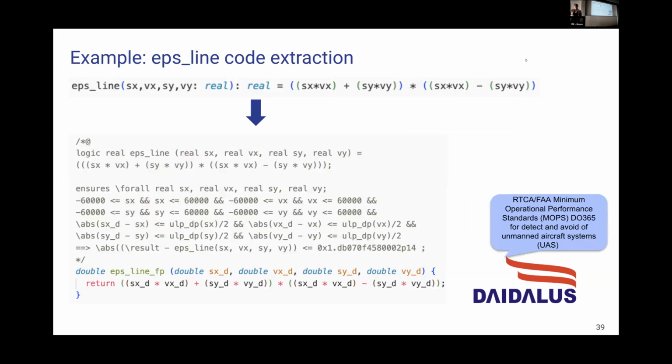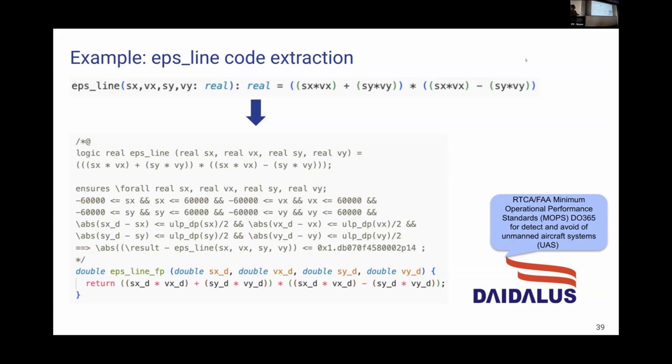So this is an example of the code that is extracted, which is annotated, which is huge. I know, even for this small function, but it's a nice example because it's simple. This is called eps_line, a very simple function, which is in our library called DAIDALUS, which implements the minimum operational performance standard for drones, UAS.